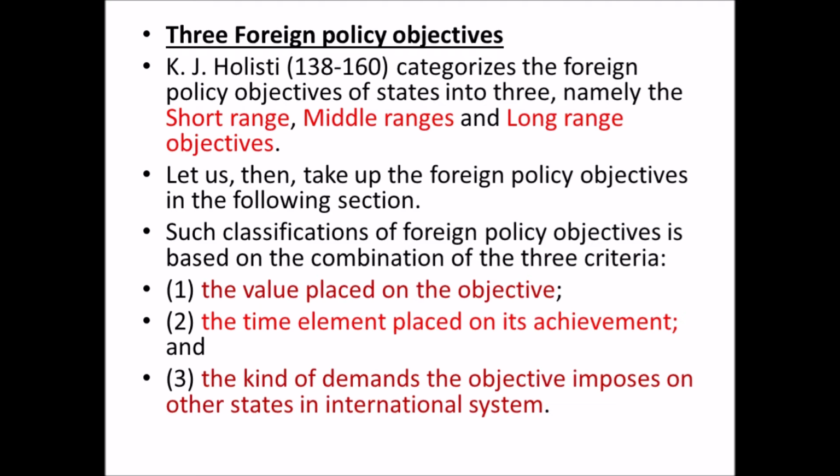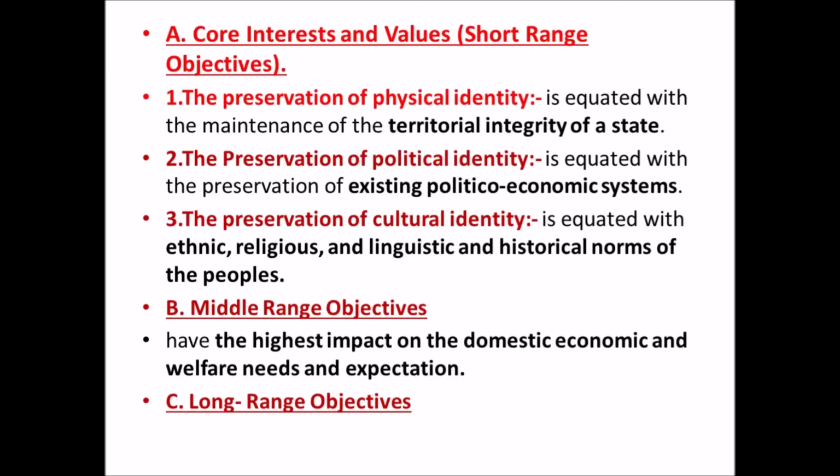To touch the point, the first is the value given for that objective, the second, the time given for that objective, the third, the kind of demand that the objective imposes on other states in the international system. So based on that, we have three foreign policy objectives. The first one is called the core interests and values, or it is called the short range objectives.